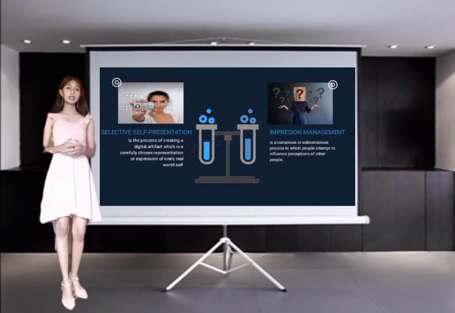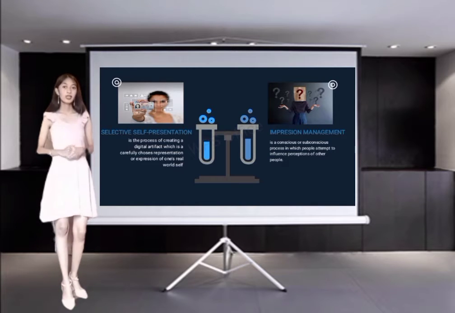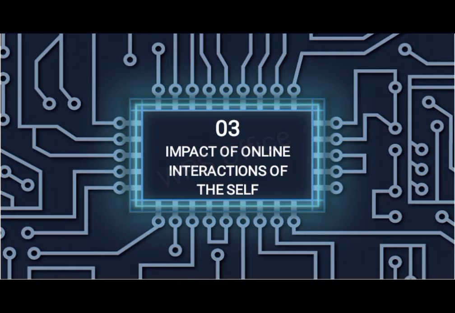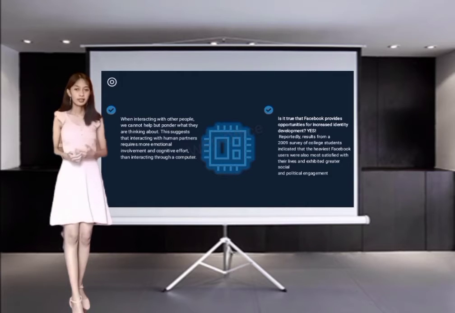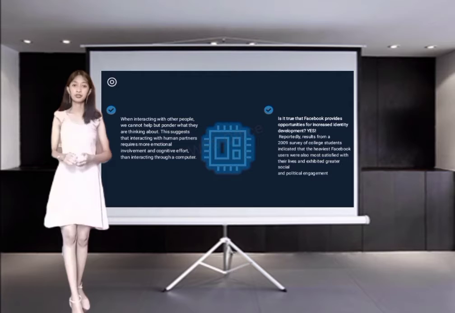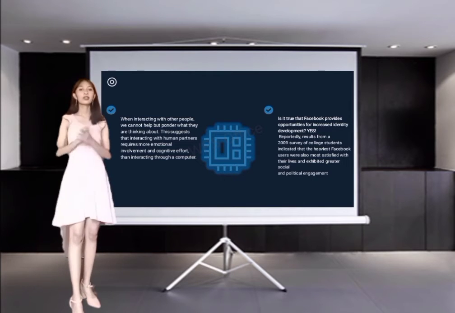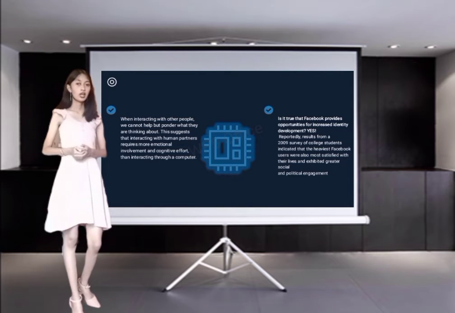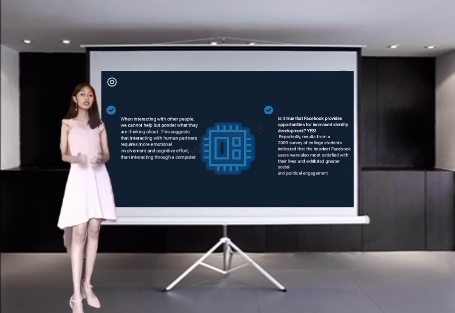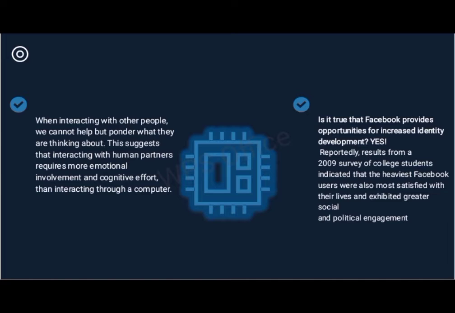Impression management is a conscious or subconscious process in which people attempt to influence the perception of other people. When interacting with other people, we cannot help but wonder what they are thinking about. Online interaction does not require cognitive and emotional involvement, making our interaction with it much easier. This suggests that interacting with human partners requires more emotional involvement and cognitive effort than interacting through a computer.